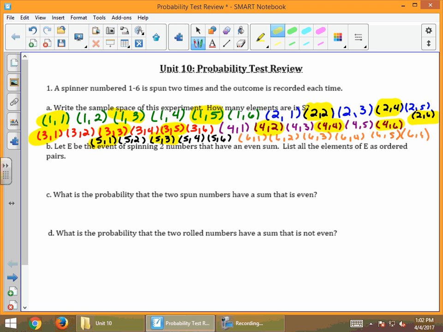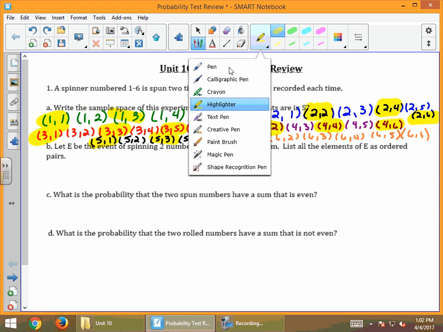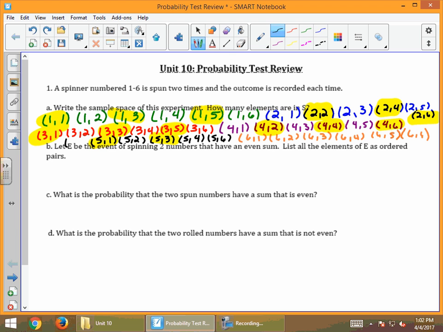Okay. Wait, did I miss one? 5, 1, 5, 3. Nope. 5, 5 is the one I missed. Another one I need to highlight. Don't forget 5, 5. That guy right here. 5, 5. Okay, and then 6, 1. Gosh, no. 6, 2. 6, 4, and 6, 6.